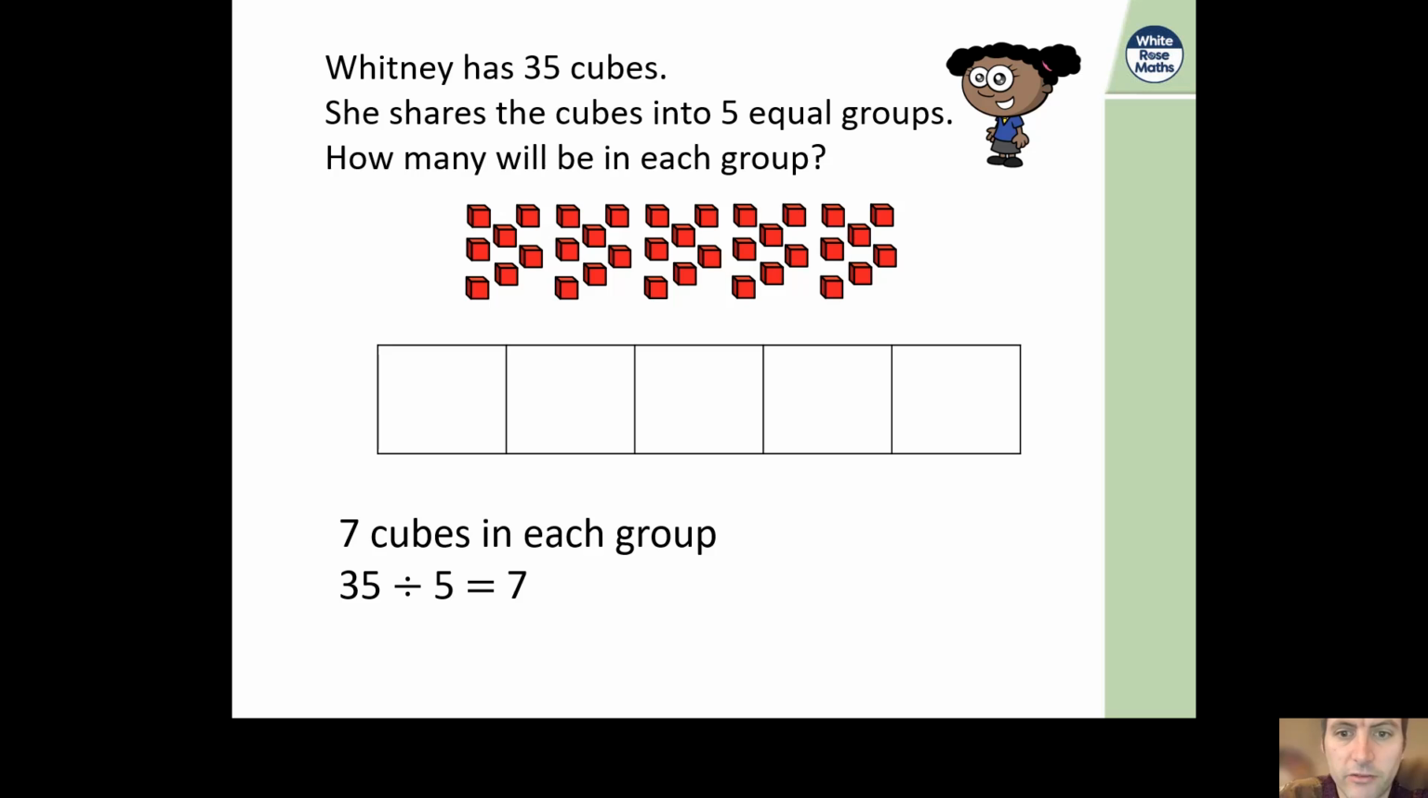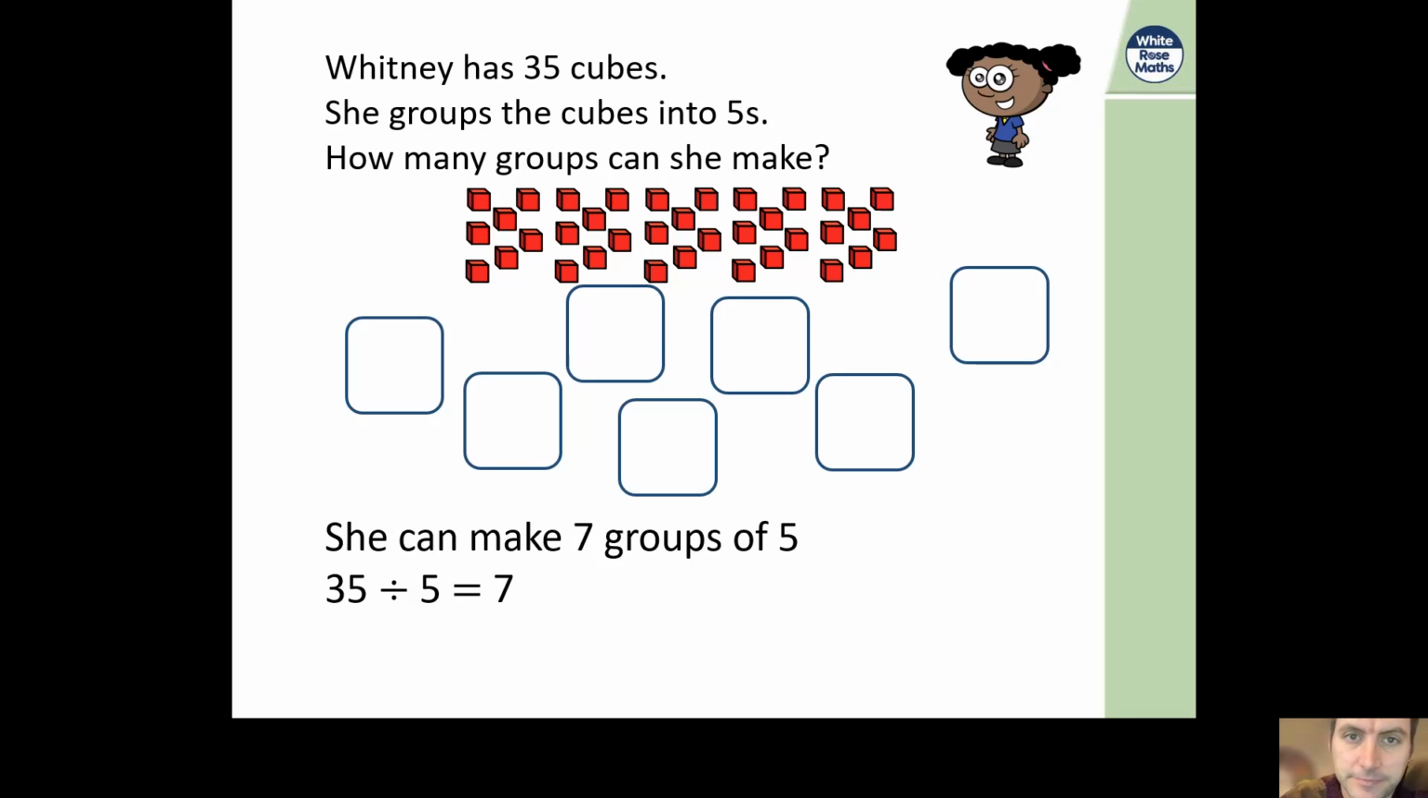Okay, she's made sure they're all the same, and she's made sure that it's clear there's none left over. So in each group, she's counted that there's 7. So we know, therefore, that 35 divided by 5, where we split it into 5 equal groups, leads to an answer of 7.